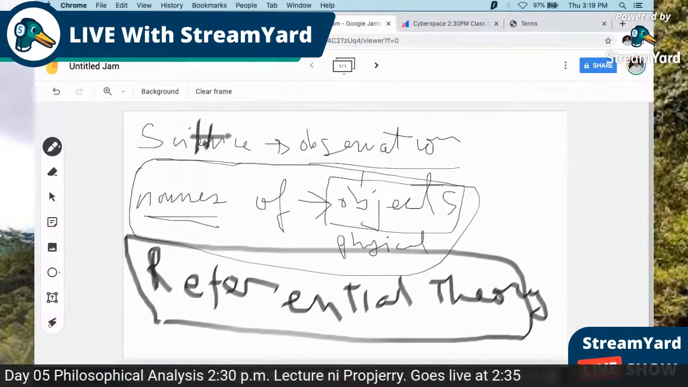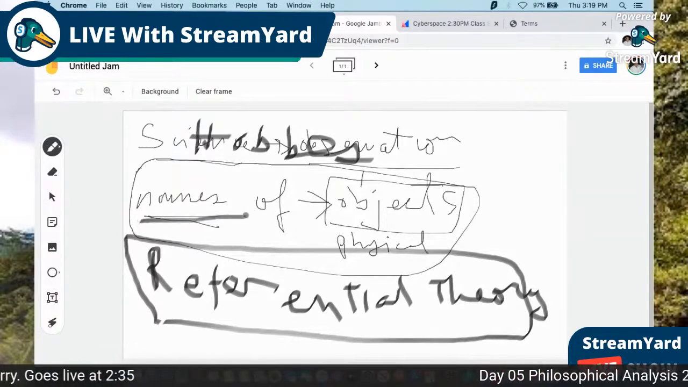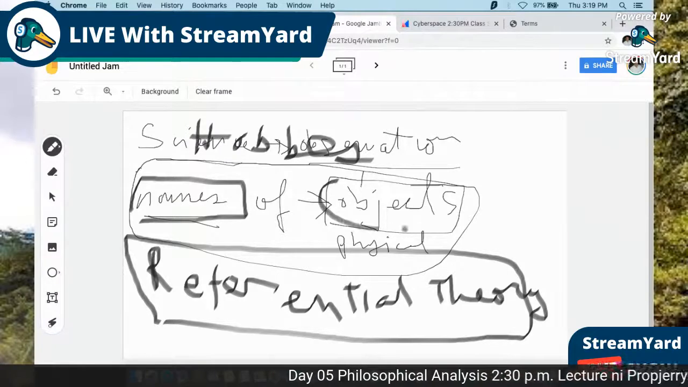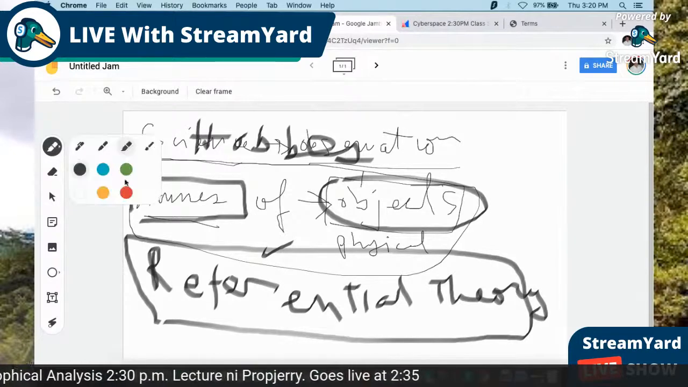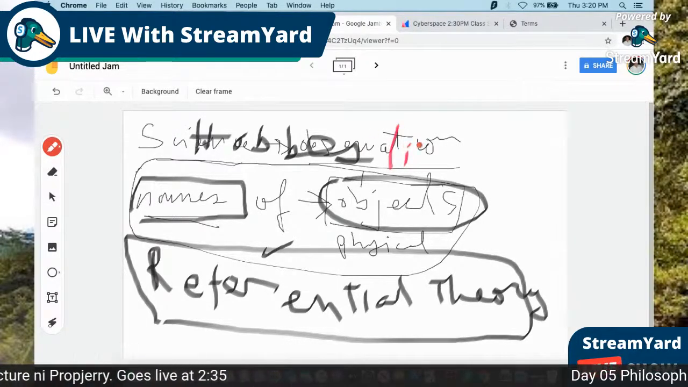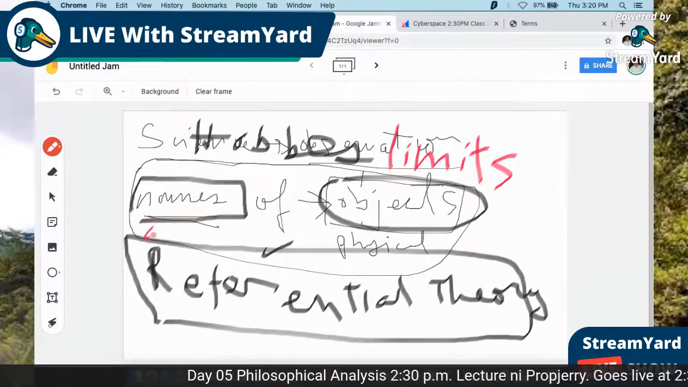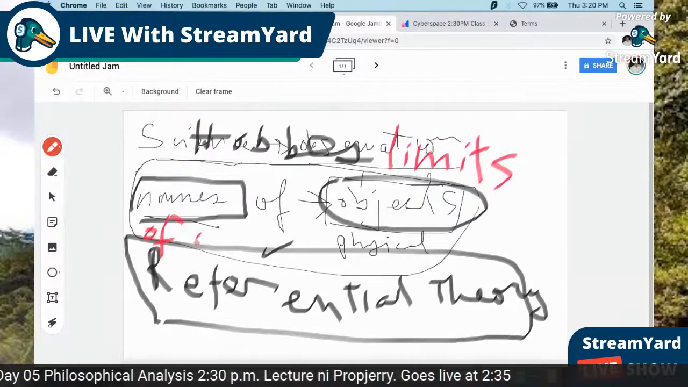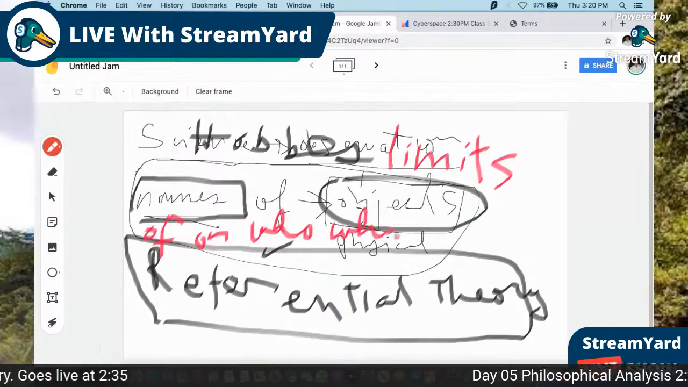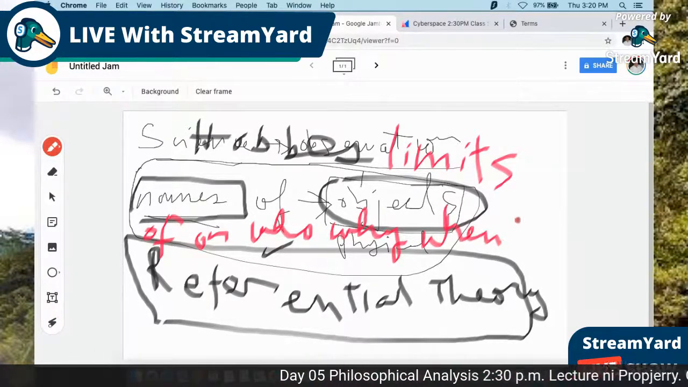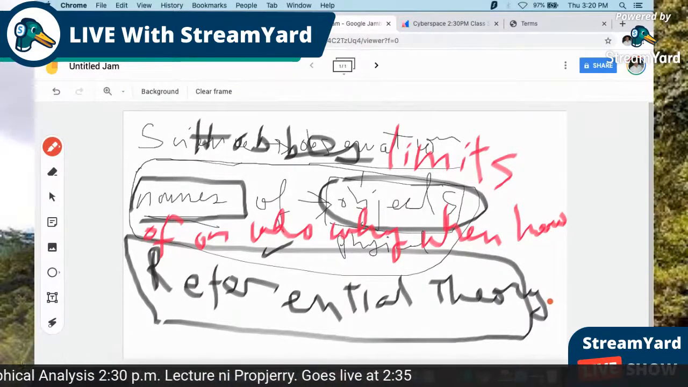Now, Hobbes says we have a problem. Why? Because while it is correct to say words are names of objects, ergo the referential theory of meaning, there is a limitation. There are limits to this. Why? Because many words like the word of, or on, or who, or why, or when, or how, these are all meaningful words, and yet they are not names of objects.